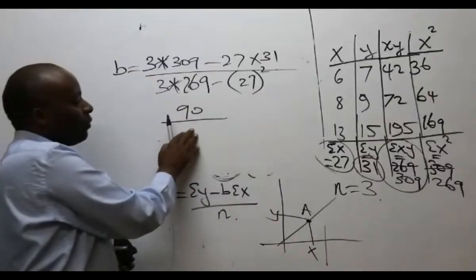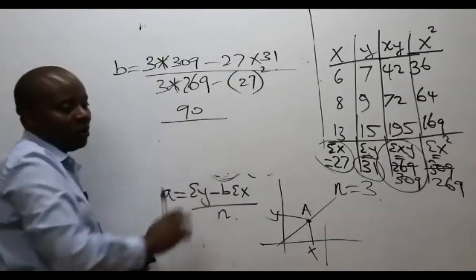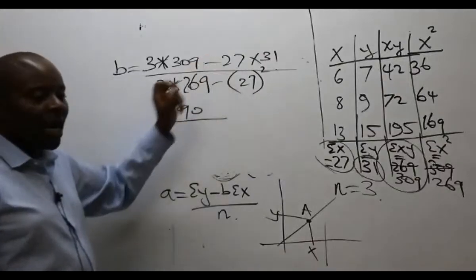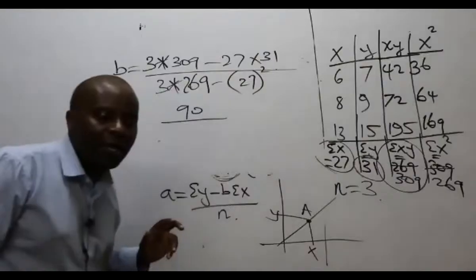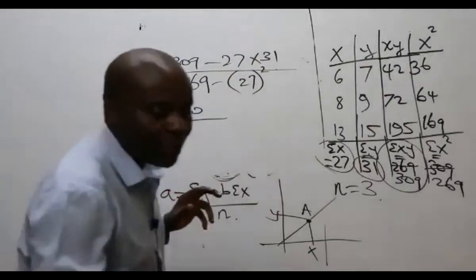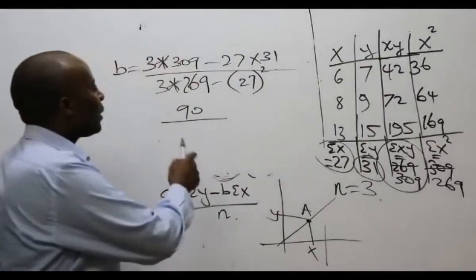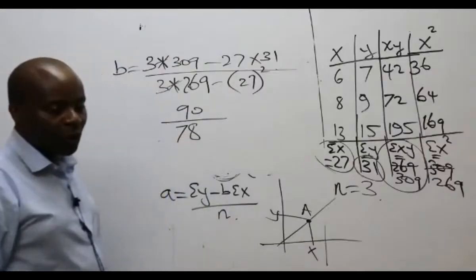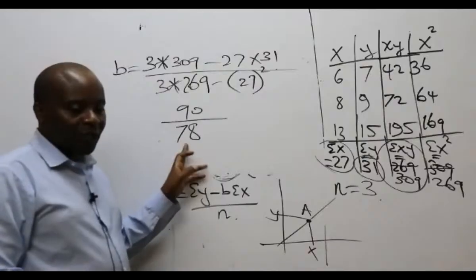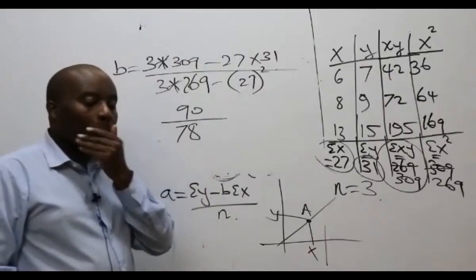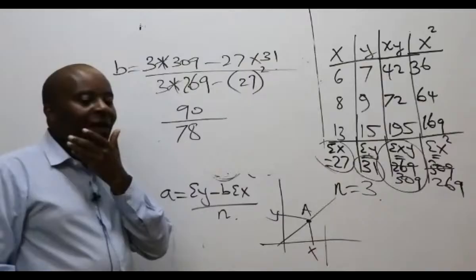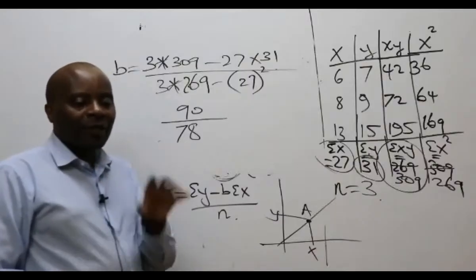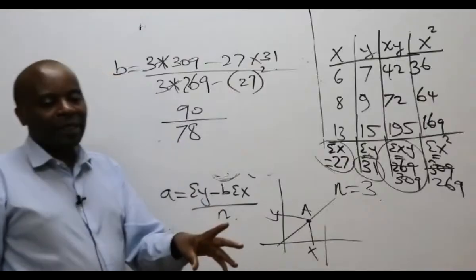Can a different student give me the value of the denominator now? The denominator is 3 times 269 minus open brackets 27 squared. 27 squared, according to Fatma, gives me 78. Of course, I would want this corroborated, so I would want another student to confirm whether 78 is correct. Sharon Gaetano, very good. Collins has also confirmed the 78. Maureen has also confirmed the 78.